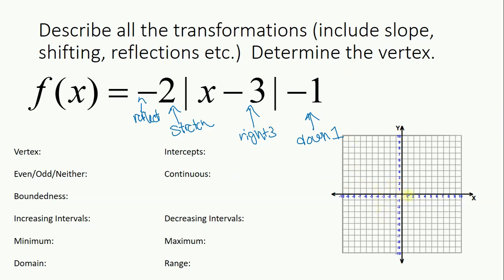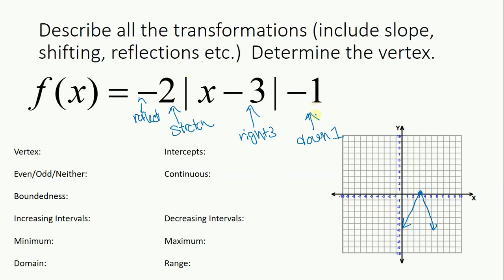So I'm going to move right 3. 1, 2, 3. Right here would be my parent. We're going to reflect and stretch. So normally I would have been at 1 here. So we're going to stretch that and reflect it. So it's going to actually go downwards, right? And it's going to go down by a factor of 2 instead of being at 1.